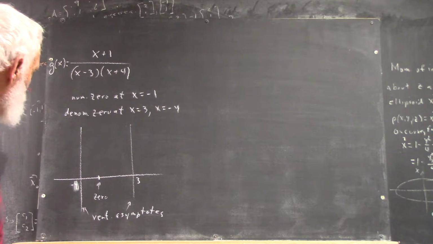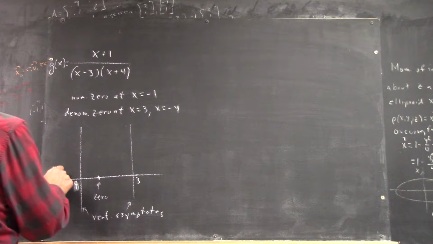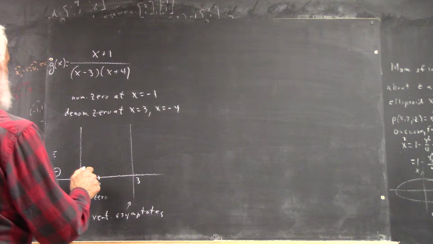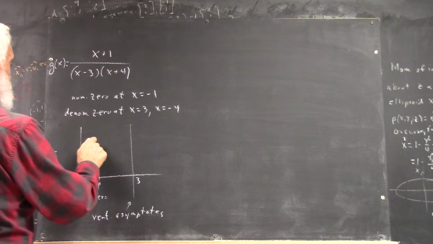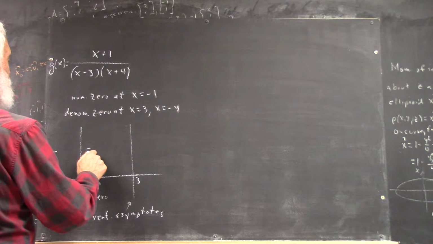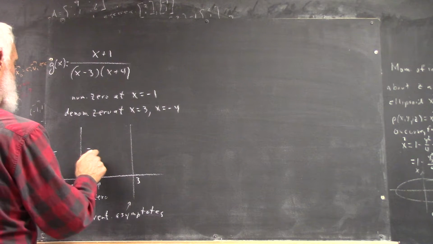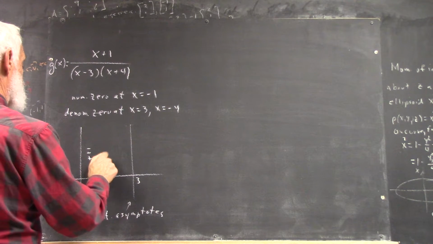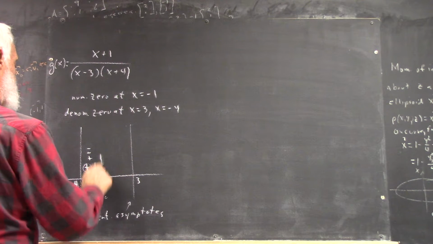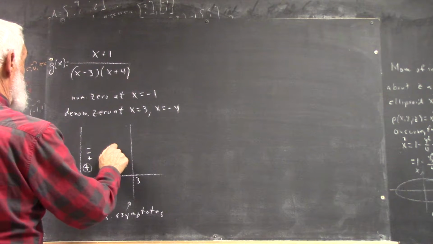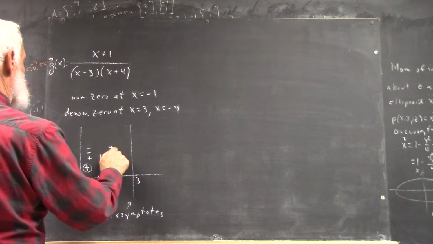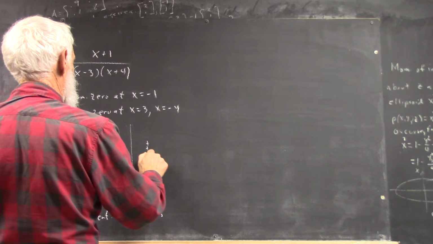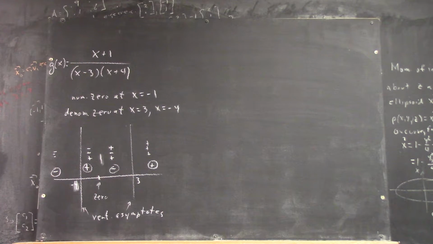We have a 0 here, we have vertical asymptotes. The signs are the same as before. We have negative, negative, negative, so negative. We have, in the order they appear, negative, negative, positive, so positive on this interval. And then we have positive, negative, positive, so negative. And we have positive, positive, positive, so positive over here.